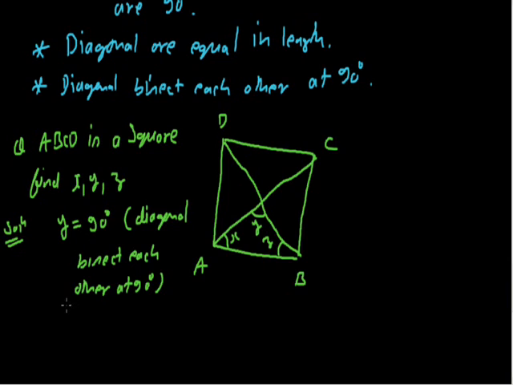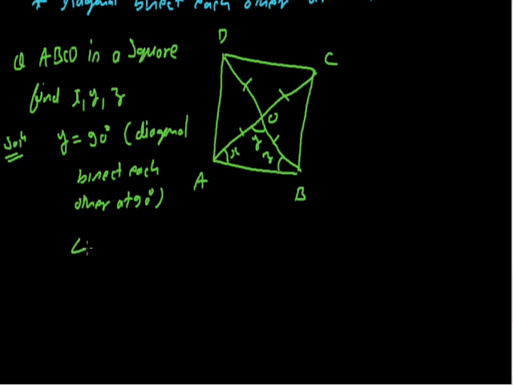And in a square we also know that the length of the diagonals are equal, so OA equals OB equals OC equals OD. As the diagonals AC and BD are equal, their halves are also equal, that is OA equals OB equals OC equals OD. So in triangle BOA, OA equals OB, so the opposite angles to them are also equal. The opposite angle to OA is Z and the opposite angle to OB is X. So Z and X are equal.